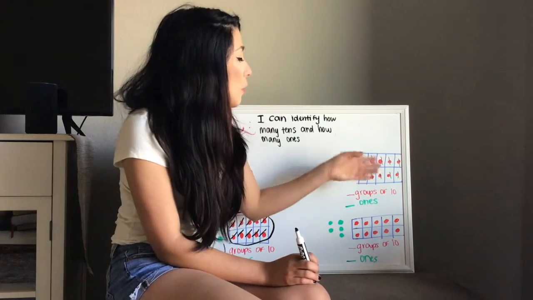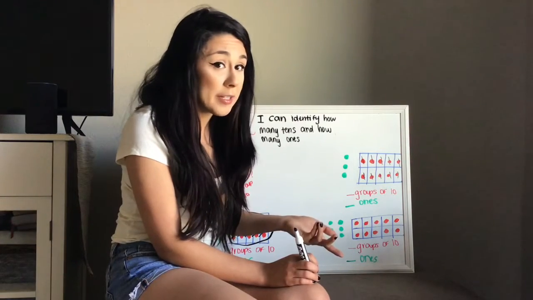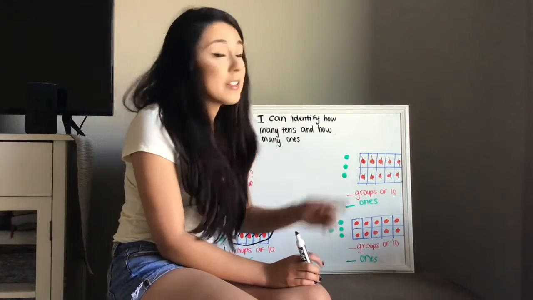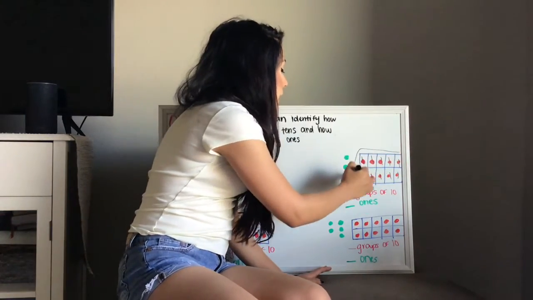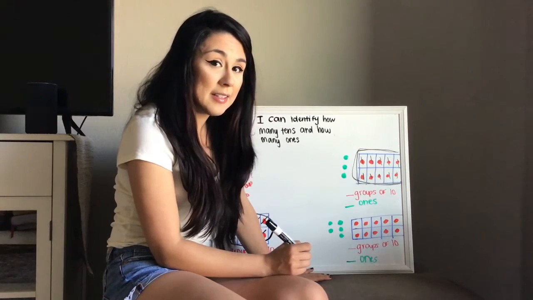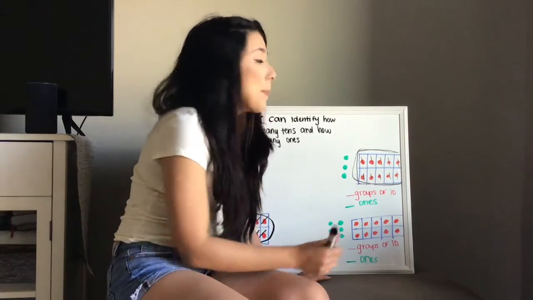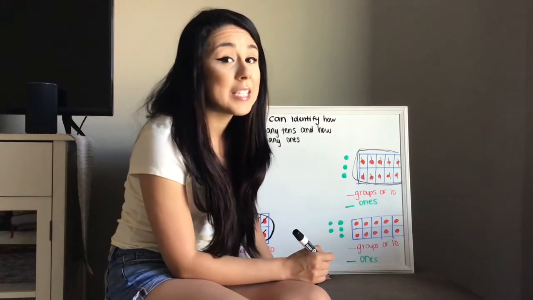But for most of you, you might be able to see that, oh, the 10 frame's full. Every square is filled. It can only hold 10. There's 10 dots in my 10 frame. So my 10 frame is filled. Does that make it a group of 10? Yes, it does. Because my 10 frame has 10 red dots in it, it's now a group of 10.